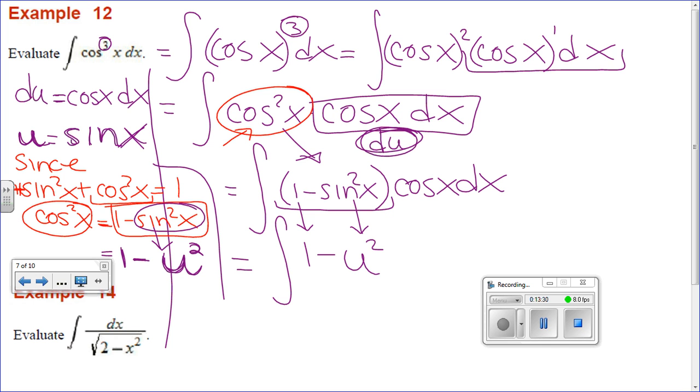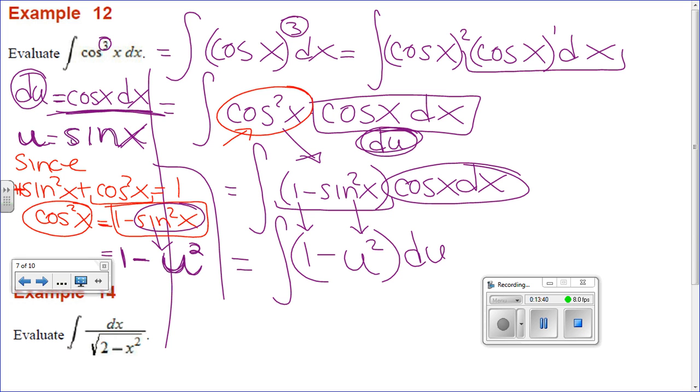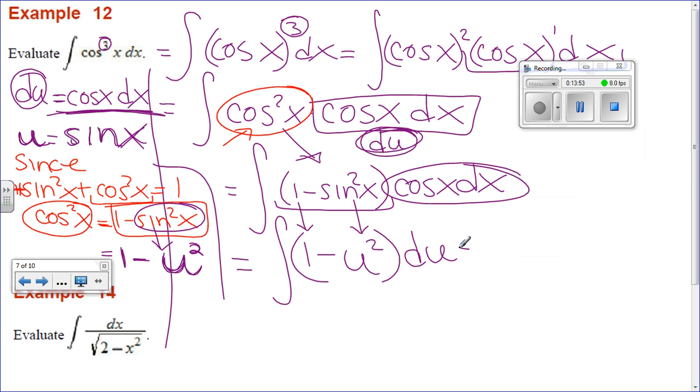Now for the part with the cosine x dx, that one coming from here, we're just substituting that with du. Now this one is one of the easy ones to recognize. No, I'm sorry, I thought it was one of the inverse trigonometric ones, but it's not. We could actually solve it by getting the integral of 1, so that will just be u to the first power over 1, or just u, minus u to the third power over 3, and then of course plus c.